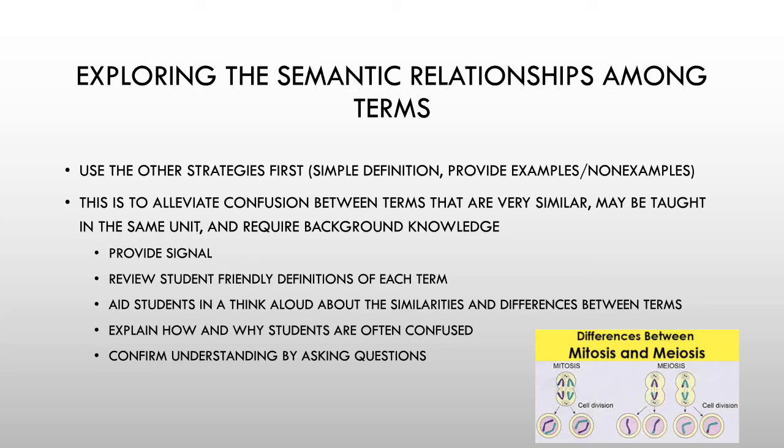And then aid the students in a think aloud about the similarities and differences between the terms. So for example, a similarity between mitosis and meiosis is that they both are cell division. The difference between these two is that mitosis is the cell division into two identical cells, whereas meiosis is the cell division that results in 4 sex cells. So here you would talk your students through that think aloud process.